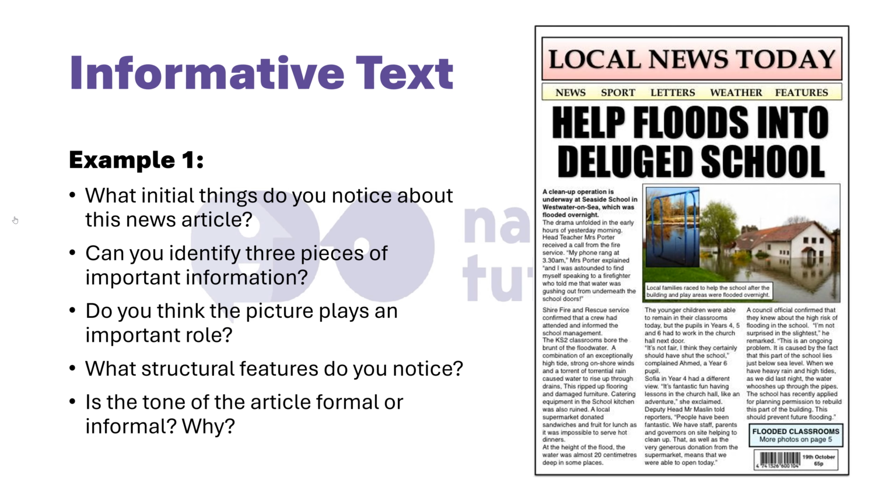So, 3 pieces of important information. So, important for a news article, what do you think those might be? It may be the headline, as we've already discussed, where the event took place, who was involved, what were the consequences of these events, etc. So the first thing that we've already pointed out here is that it happened in Westwater-on-Sea.